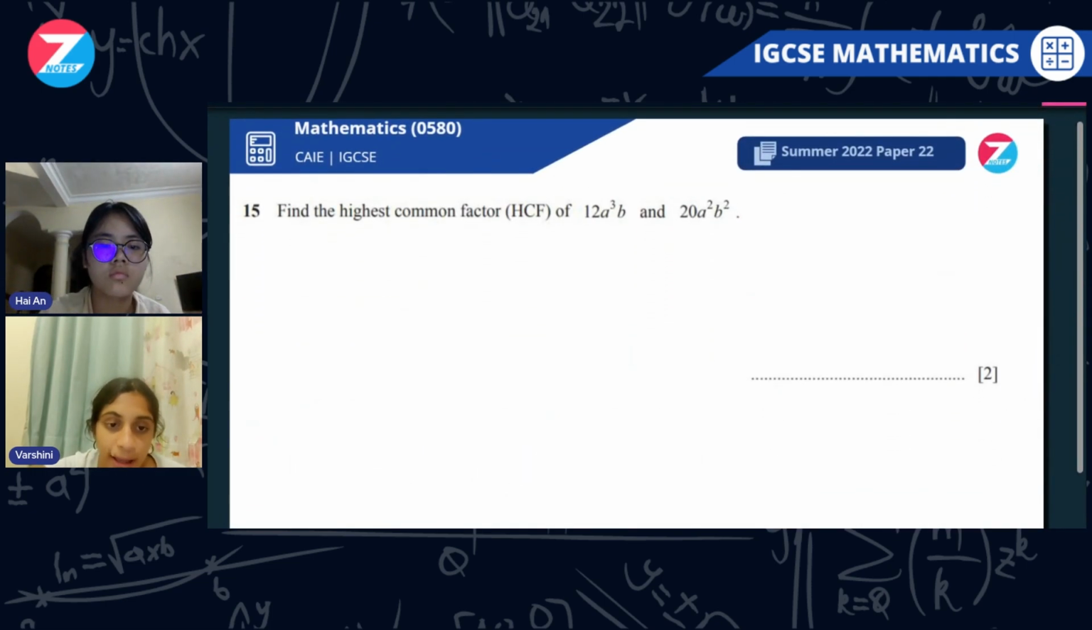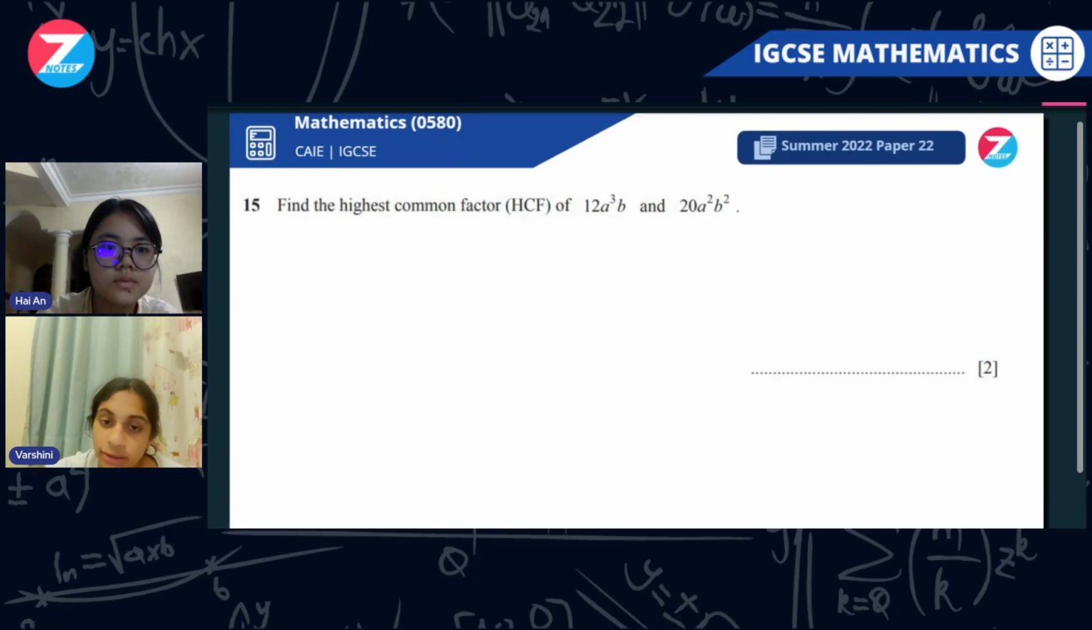15. Find the highest common factor of 12a cubed b and 20a squared b squared. Okay, so that means for these terms where we have different variables, like a and b, we need to find the HCF of the number and a and b and just put them all together. So first, let's find the highest common factor of 12 and 20.